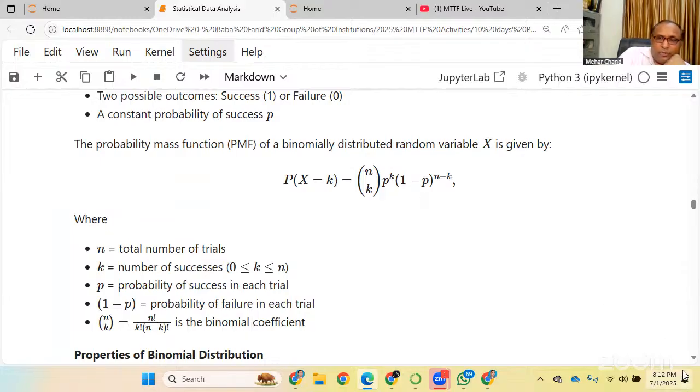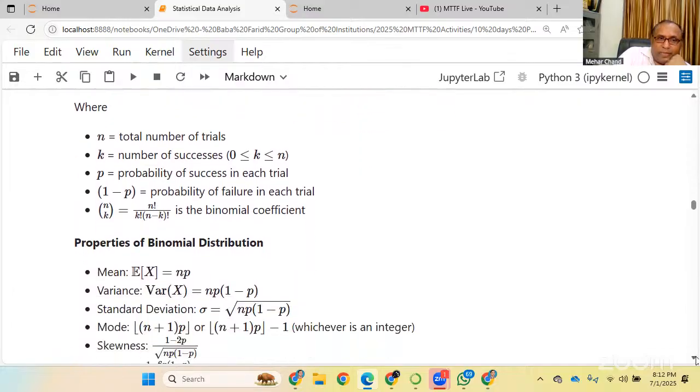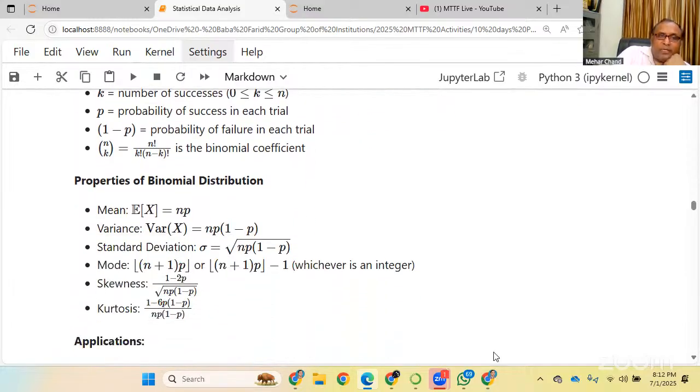Here we also put its properties, and you must be familiar with them. The mean will be equal to np, and the variance will be equal to np times (1 minus p). If you know the values of n and p, then we can easily calculate the variance and standard deviation. The standard deviation is the square root of np times (1 minus p), the square root of the variance.